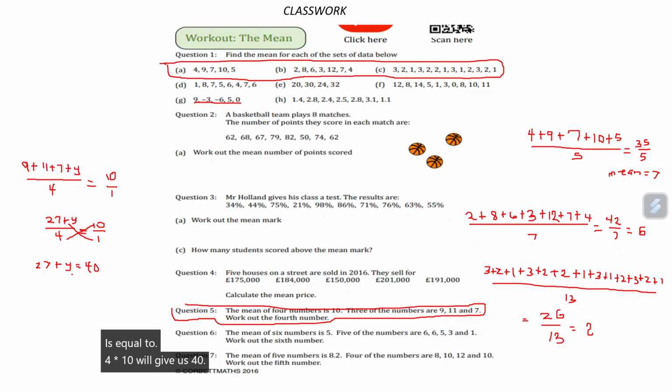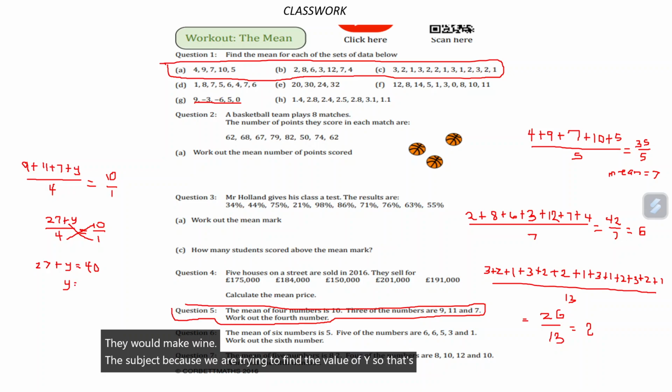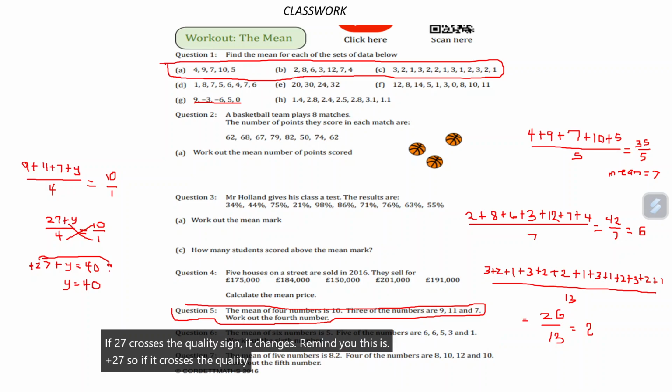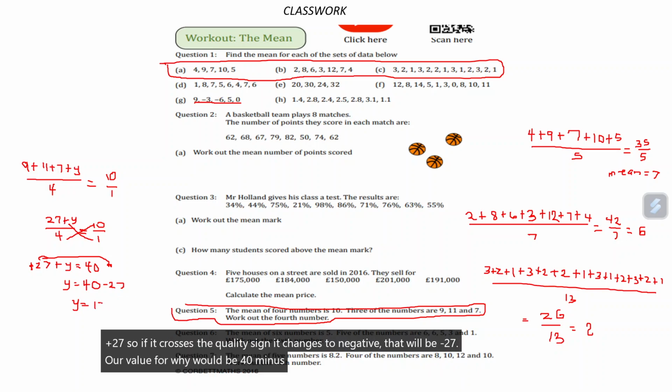That will make y the subject because we are trying to find the value of y. So that's y is equal to 40. If 27 crosses the equality sign, it changes. Remind you, this is positive 27. So if it crosses the equality sign, it changes to negative. Now it will be minus 27. Our value for y will be 40 minus 27 will give us 13.